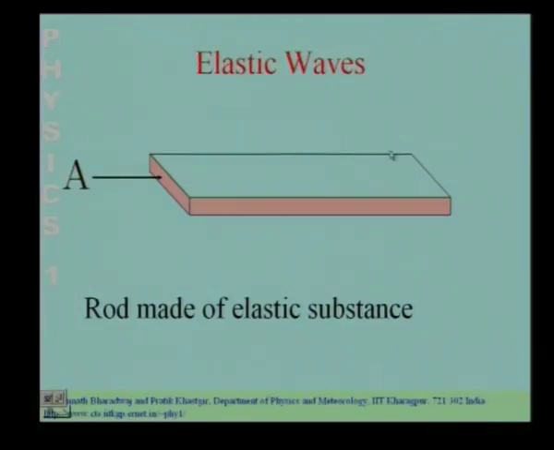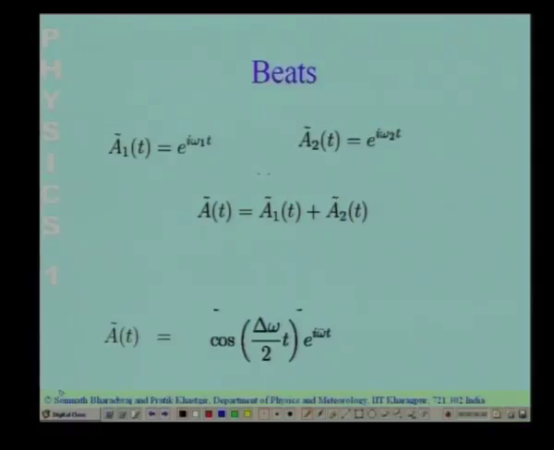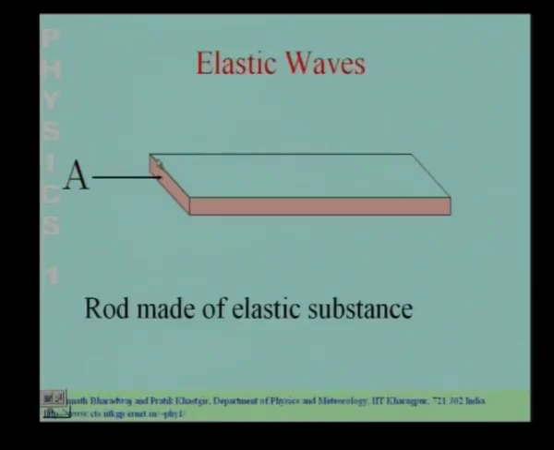Good morning. Let us start today's discussion with elastic waves. This picture over here shows you a rod made up of elastic substance. The length of the rod extends in this direction, and the cross section of the rod has an area A.